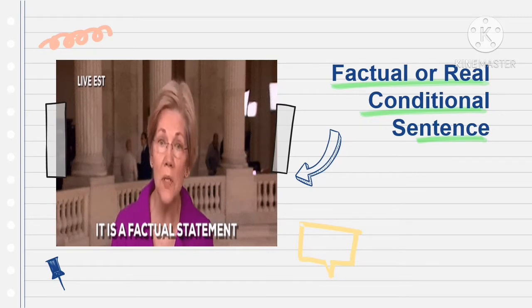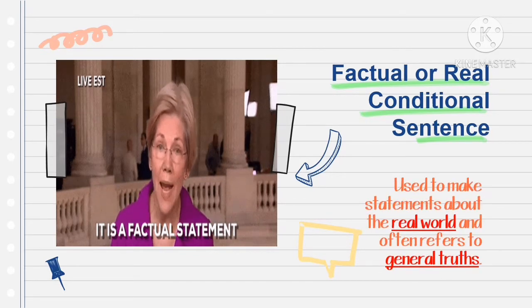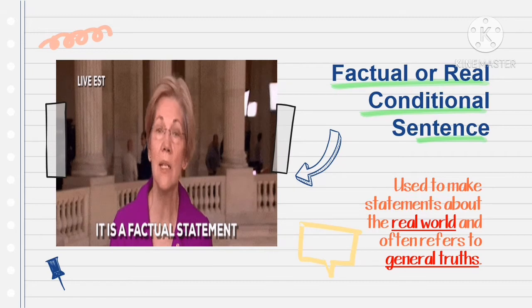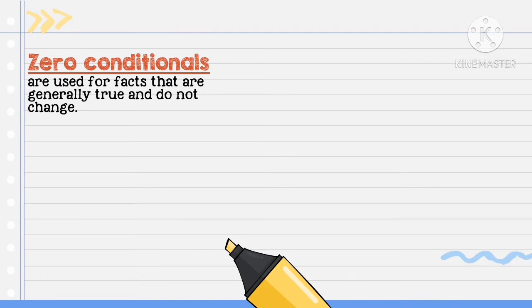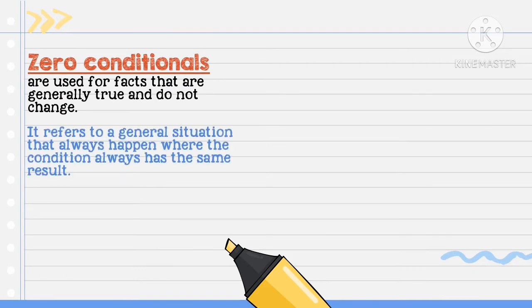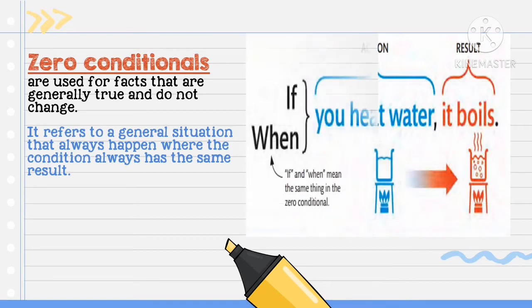Factual or real conditional sentence, used to make statements about the real world and often refers to general truths. Zero conditionals are used for facts that are generally true and do not change. It refers to a general situation that always happens where the condition always has the same result. So, under conditional or zero conditional, dito papasok yung habits natin. Dito papasok yung scientific facts or general truth.